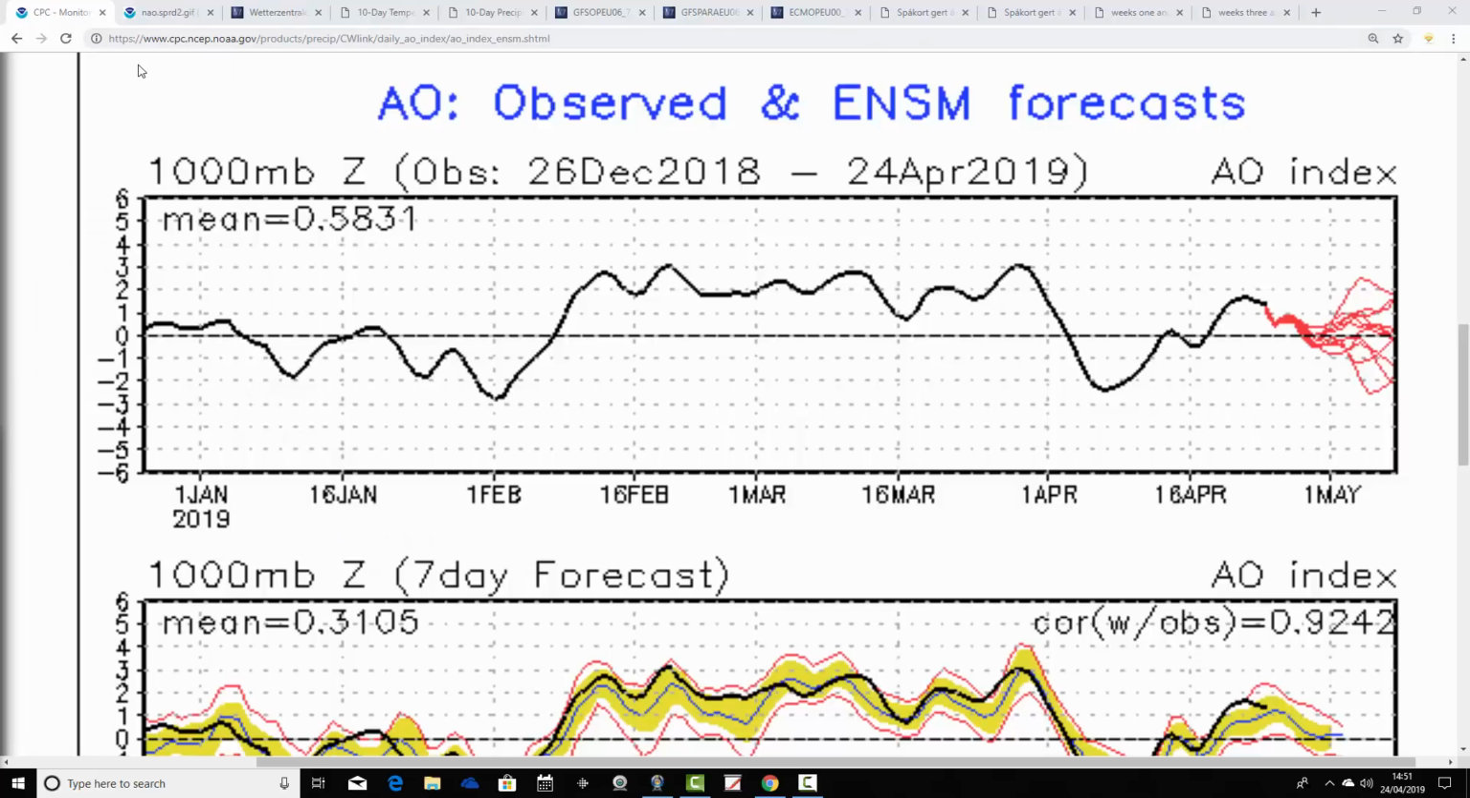So we're going to begin with the Arctic oscillation observed and forecast chart. The black line here shows where we've been with the Arctic oscillation. The red line at the end is where the GFS ensembles are forecasting the Arctic oscillation to go. Remember, it's just an index that's reflecting the atmospheric state. It doesn't drive anything in its own terms. It just tells you what the atmosphere is doing.